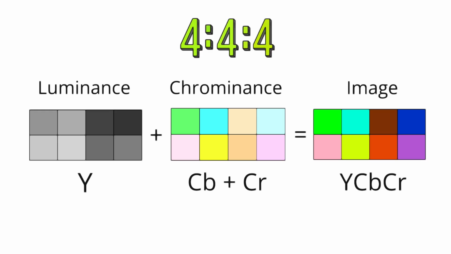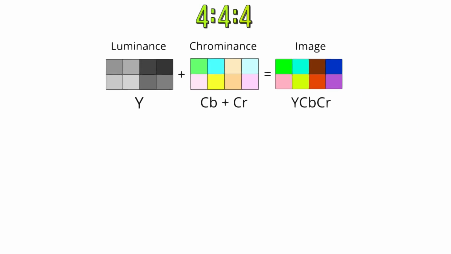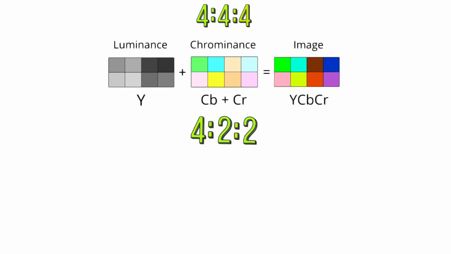The human eye is good at seeing fine details in brightness, but not quite as good at seeing fine details in color. Taking advantage of this, we can reduce the amount of color information and still have an image that looks good to the human eye, saving a lot of data space. This is where 422 comes in.